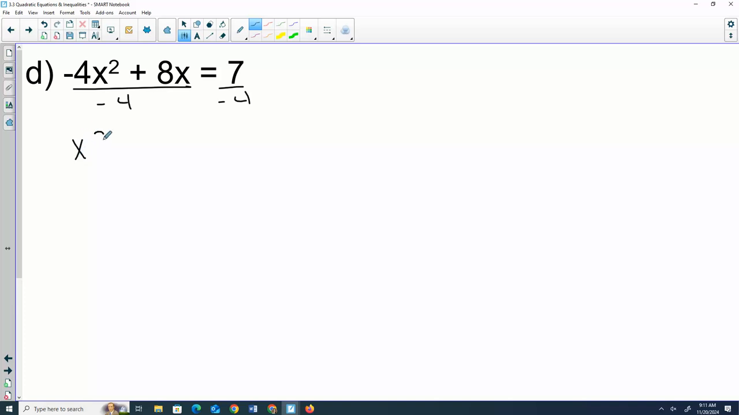So that gives me x squared minus 2x equals negative 7/4. Now this one we can already go ahead, the constant is already by itself. So now we're completing the square. To do that, we take the middle term, negative 2, divide that by 2, and square it. Negative 2 divided by 2 is negative 1. Negative 1 squared is positive, so we add 1 to each side.